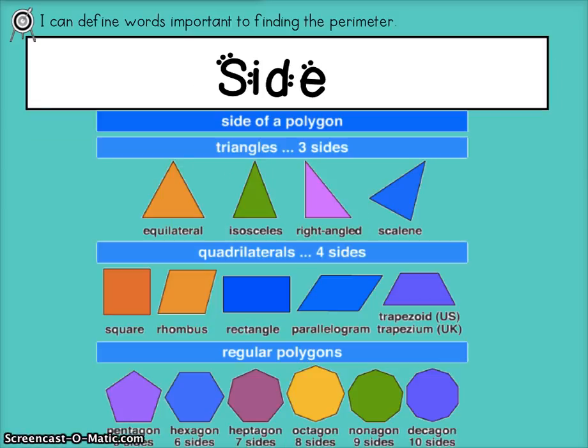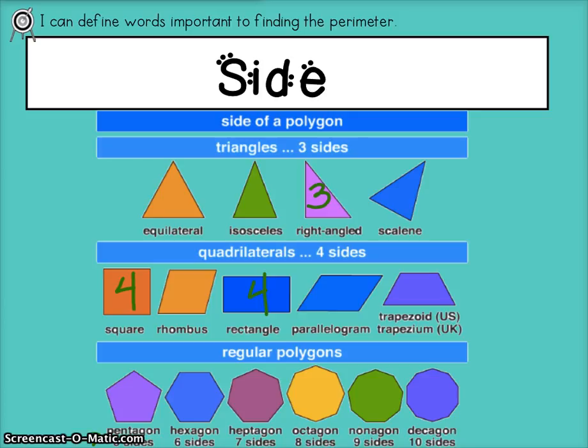As we have learned before, this is just a little bit of review, but a side means a side of a polygon. So we have all of these polygons listed, and we know that triangles, no matter how they look, as you can see 4 different types, they all have 3 sides. We know that a square has 4. We know that a rectangle also has 4. I know that a pentagon, as you can see below, has 5. You can see the number of sides there.